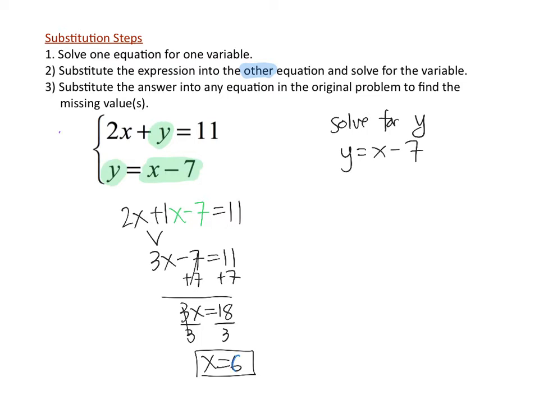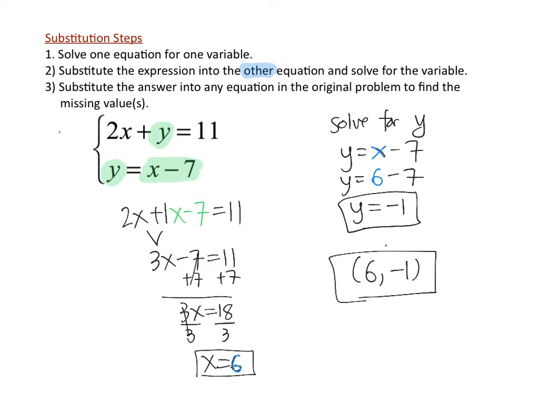Here, my x is equal to 6. So where I see an x in this equation, I'm going to replace it with a 6, and everything else is going to stay the same. So my y is equal to 6 minus 7, which is a negative 1. You can write your answer like this, where you box each of those values, or you can write it as an ordered pair, 6 comma negative 1. That's a different way to write your answer.